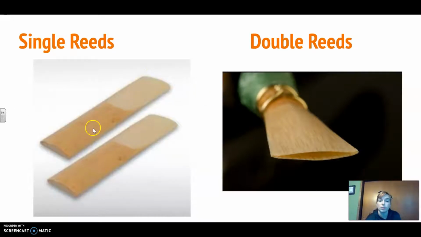So it's just a little piece. It's about this size. And the smaller the instrument, the smaller the reed, the bigger the instrument, the bigger the reed. But this will vibrate against a mouthpiece. And for the double reed, it's just 1 reed, and there's no mouthpiece. It just goes right in the top of the instrument, and the 2 reeds vibrate against each other, and that's how it creates their sound.